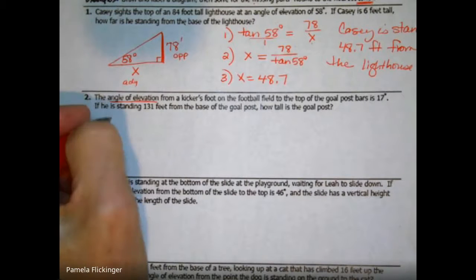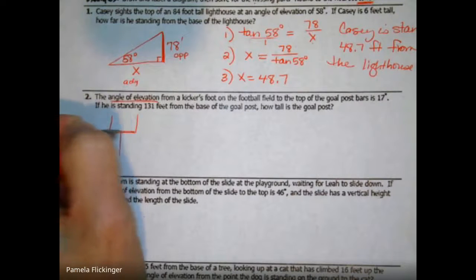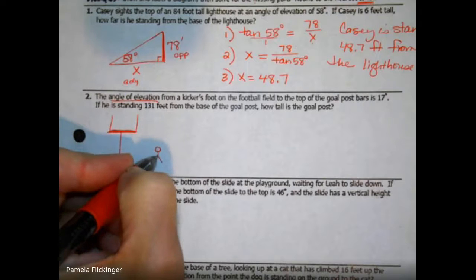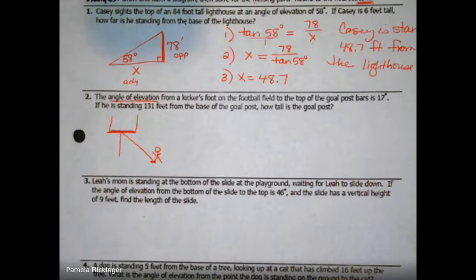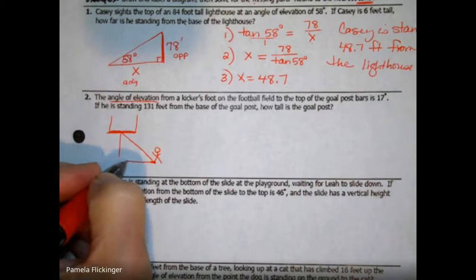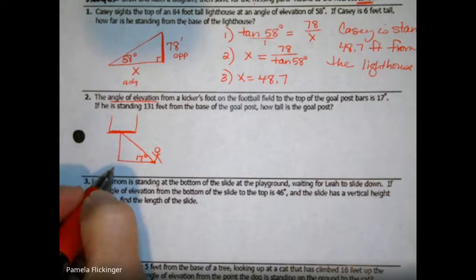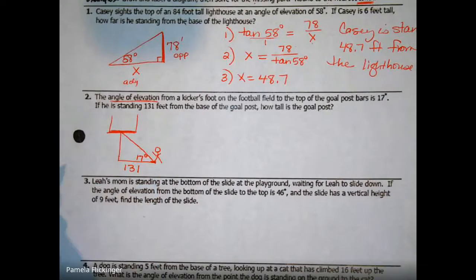So we've got our field goal. All right. Here's the top of the goalpost, that part right there. Kicker's down here. And from his foot up to that, we had an angle of elevation of 17 degrees. All right, he is standing 131 feet from the base, so that would be down here along our horizontal. And the question is, how tall then is the goalpost? So there's your right triangle.